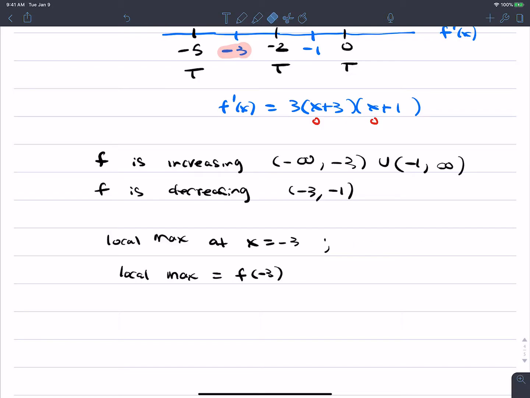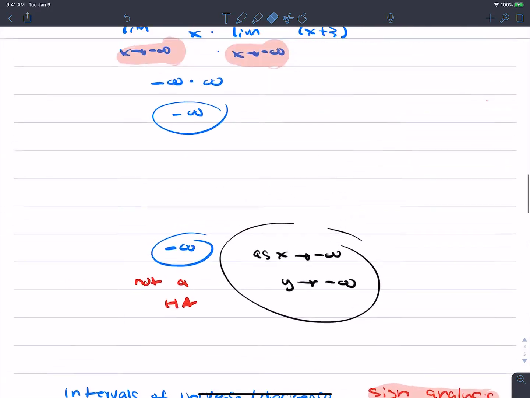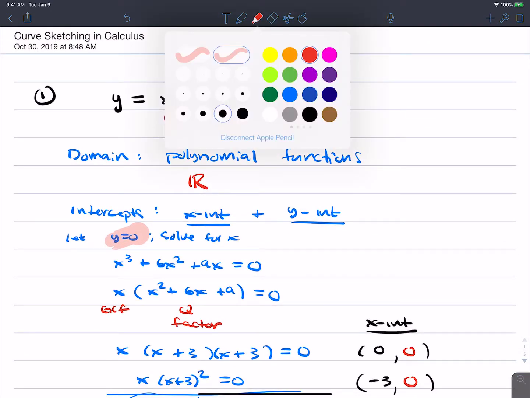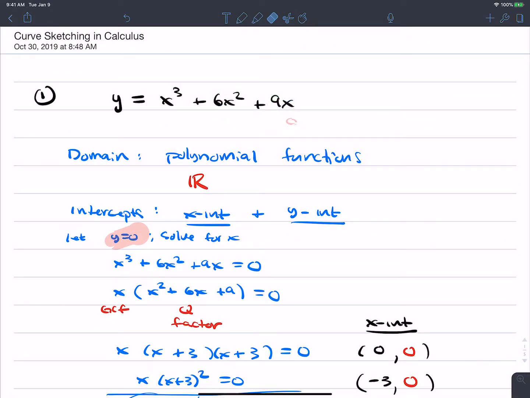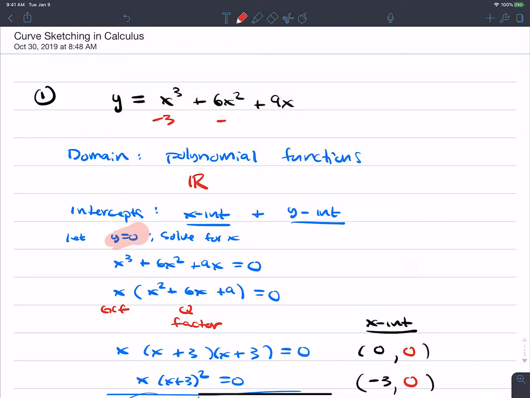So I have to go back and plug everything in here to my original function, not the derivative. See the original function? Oh, way back here. I got to plug in what here? Negative 3. Okay, the x coordinate value, I plug that in. And what do you guys end up getting here, by the way, if you do that? Because we want to find that local maximum value.